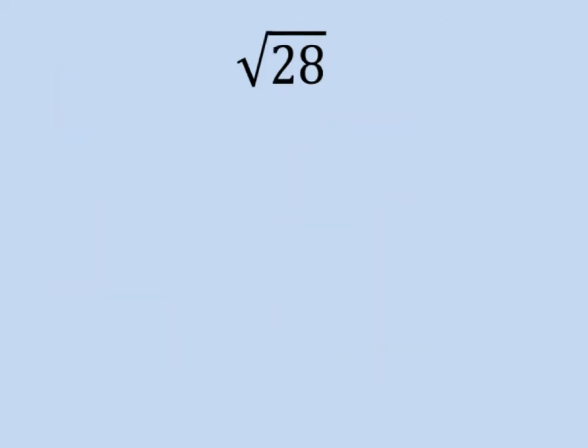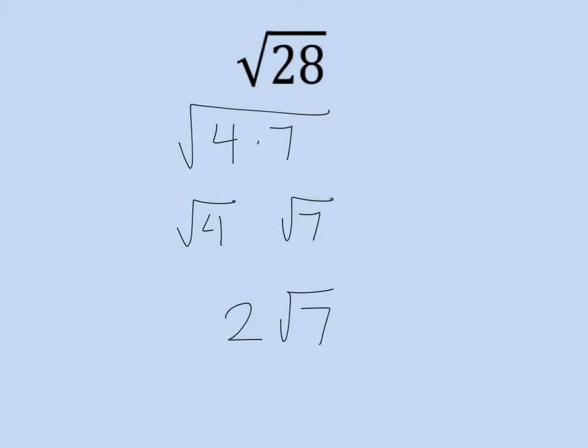Now, what happens if you have a number and you don't know what this square root would be? You have to simplify. When you're simplifying, you want to try to think of two numbers, one being a perfect square, that would multiply to get 28. So I could say 4 times 7. That's the same thing as 28. Now I could split this up to the square root of 4 times the square root of 7. So then this final answer would be 2 square root 7.